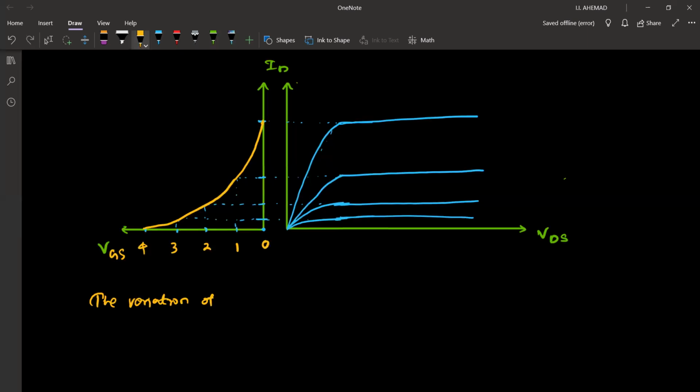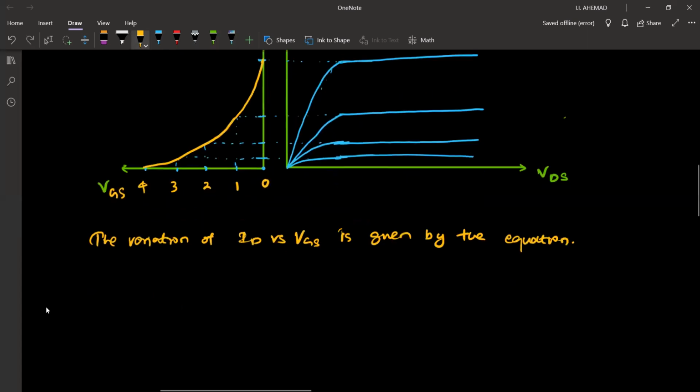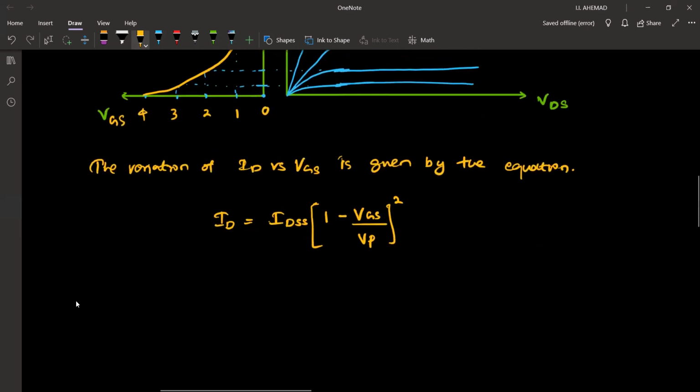The variation of ID versus VGS is given by the equation ID is equal to IDSS times (1 minus VGS over VP) whole squared. Okay, this is the equation.